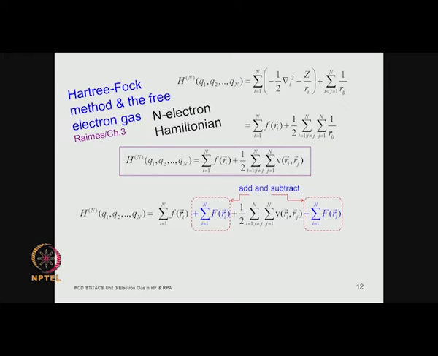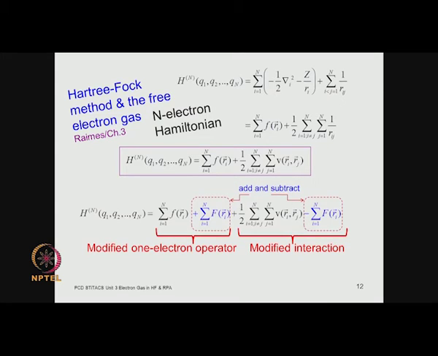So, that will be one criterion to choose F, and the question is, how do we choose F? So, you have a modified 1 electron operator, modified because to the first term, which is the actual kinetic energy term, you have added a certain term which is yet to be found, and you have subtracted the same term from the 2 electron term. So, it becomes a modified 2 electron term. So, you have got the modified interaction and the modified 1 electron operator.